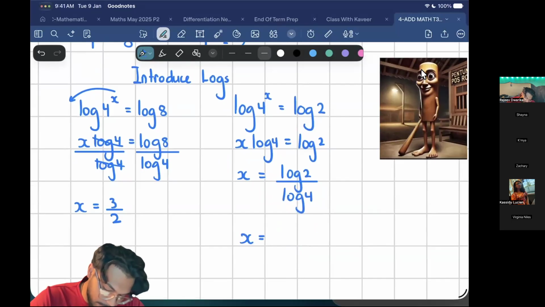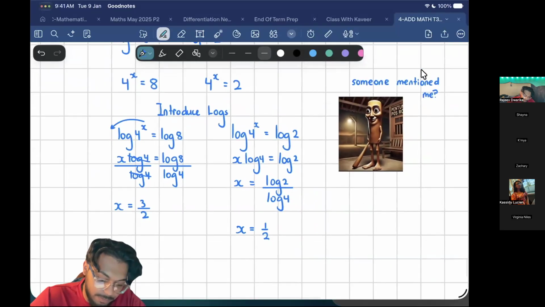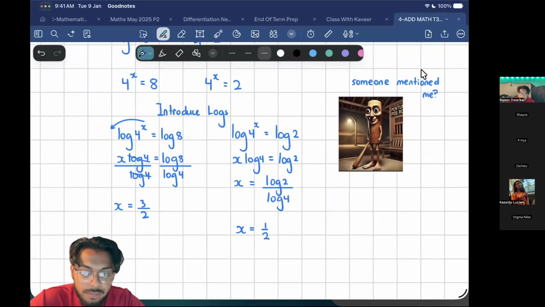I have an argument to make. When we started Form 4, we never did logs early on. So when I was doing this, we never used logs. We would bring everything to the power 2. You could do that. That's completely valid.